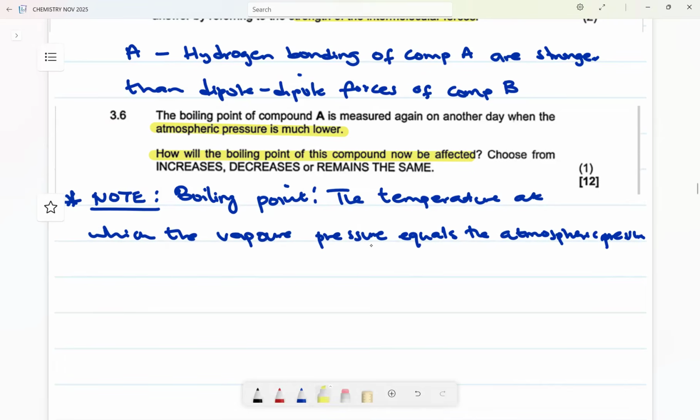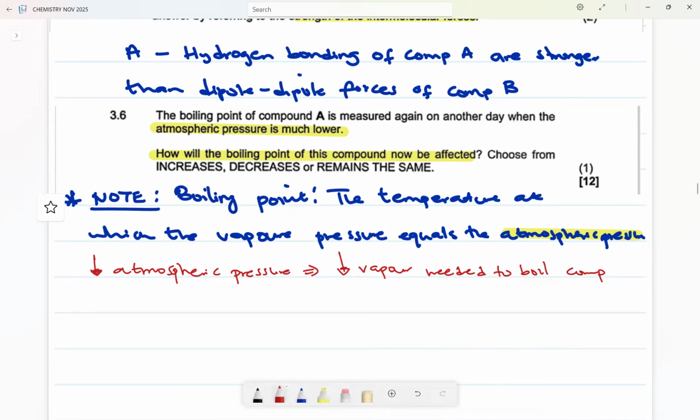So now they are telling you that the atmospheric pressure on that particular day was low. So if there is a lower atmospheric pressure, it means there will be lower vapor pressure needed to boil the compound. There will be less vapor needed to boil the compound, and therefore the boiling point will be low. Therefore there will be a low boiling point. I hope it makes sense.